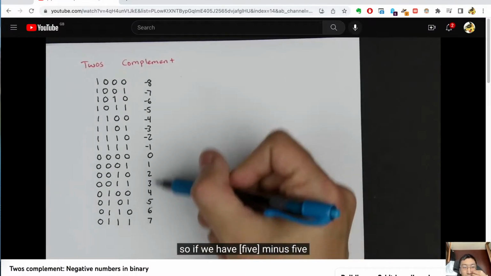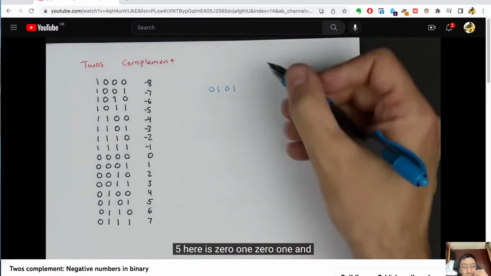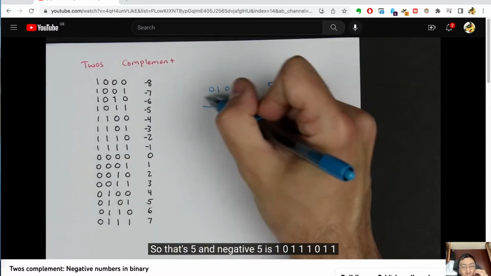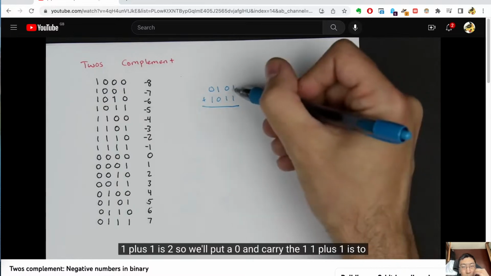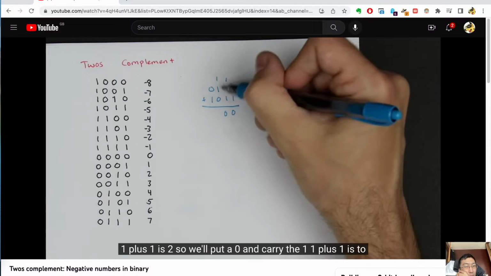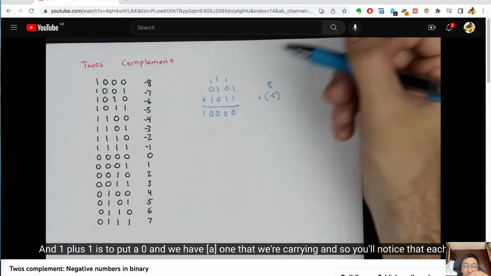So if we have 5 minus 5, 5 here is 0, 1, 0, 1. And so that's 5. And negative 5 is 1, 0, 1, 1. And if we add these things, if we add negative 5, 1 plus 1 is 2, so we'll put a 0 and carry the 1. 1 plus 1 is 2, put a 0 and carry the 1. 1 plus 1 is 2, so we'll put a 0 and carry the 1. And 1 plus 1 is 2, so put a 0 and we have a 1 that we're carrying.